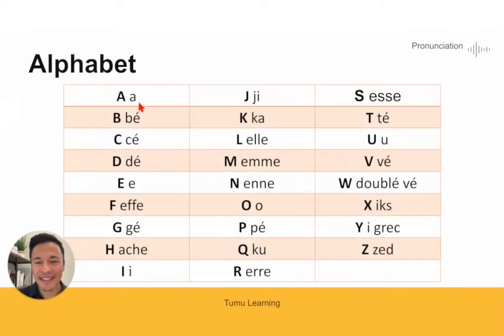A, B, C, D. Here, as you see, it's a little bit different than English pronunciation, right? In English, we say B, C, D. In French, it's more like B, C, D.